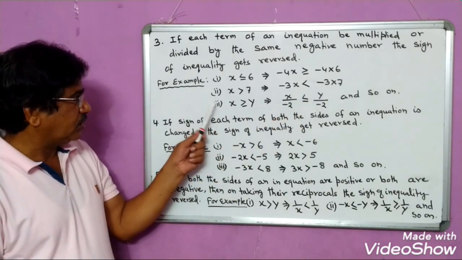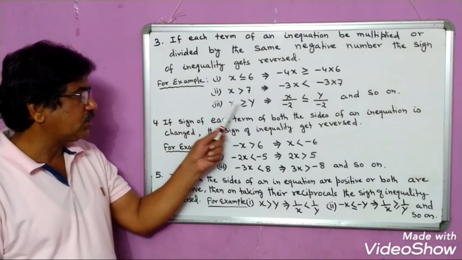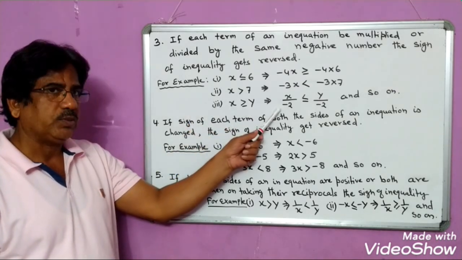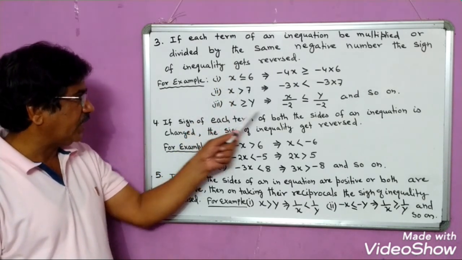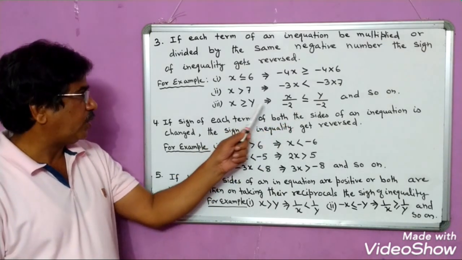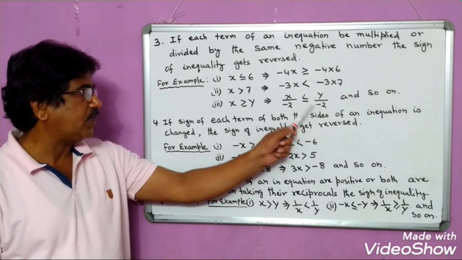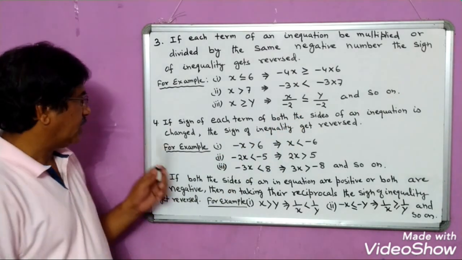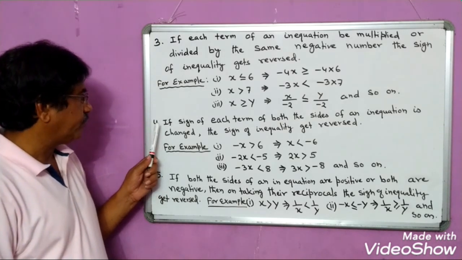Now suppose in the third example, x is greater than or equal to y. Now I am going to divide both the sides with the same negative number minus 2. So as per the rule, when you divide both the sides with the same negative number, then the sign of inequality will change. So x divided by minus 2 will be less than or equal to y by minus 2, and so on.